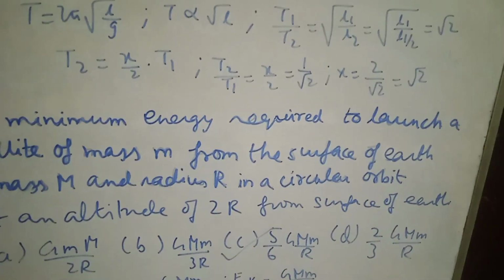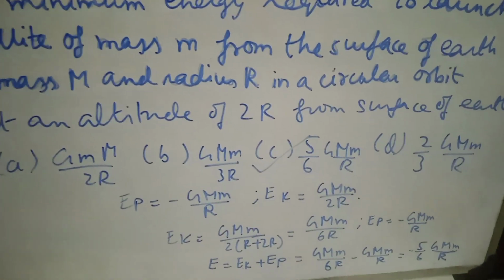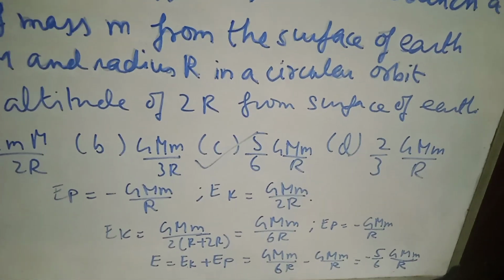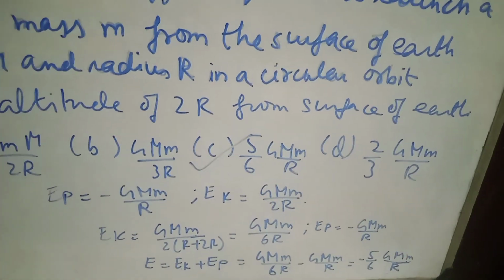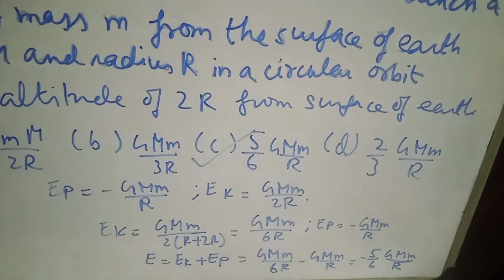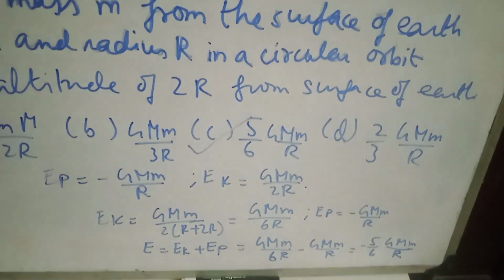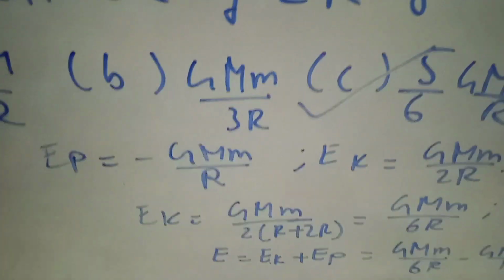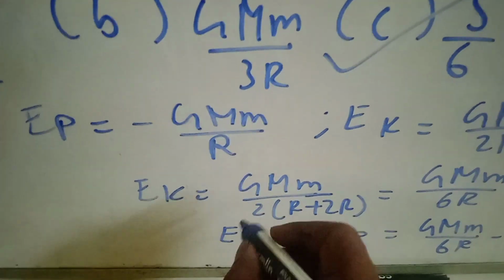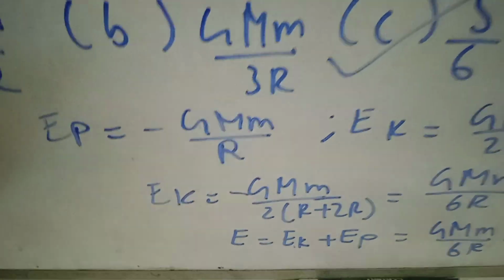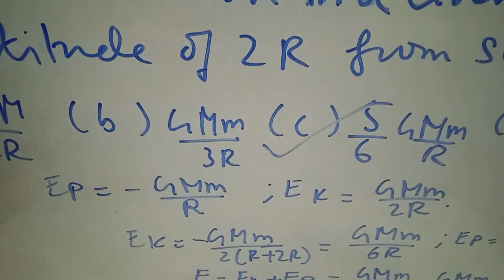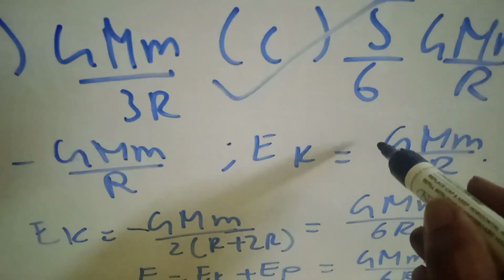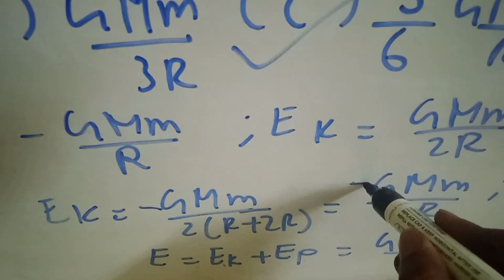So total energy of the satellite E equals KE plus PE, that is equal to minus GMm by 2r. So here it is required minus GMm divided by 2 into (R plus 2R). Here we have not put the minus, so you should put it minus here. So minus GMm by 2 into (R plus 2R). So it is coming minus GMm by 6R. So it is coming here minus GMm by 6R.